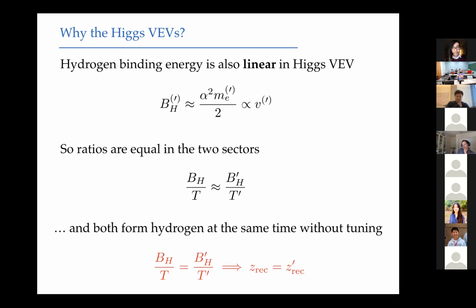And this is nice for us because the hydrogen binding energy is also linear in the Higgs VEV, since we fixed all the dimensionless constants to be the same in both sectors. The reduced mass essentially becomes the electron's mass. And so now the binding energy is going to be linear in the VEV. And so the ratios of the two sectors, B to T, are going to be the same as well. And that fixes the timing of recombination without any additional requirements. So this gets us most of the way there all by itself.